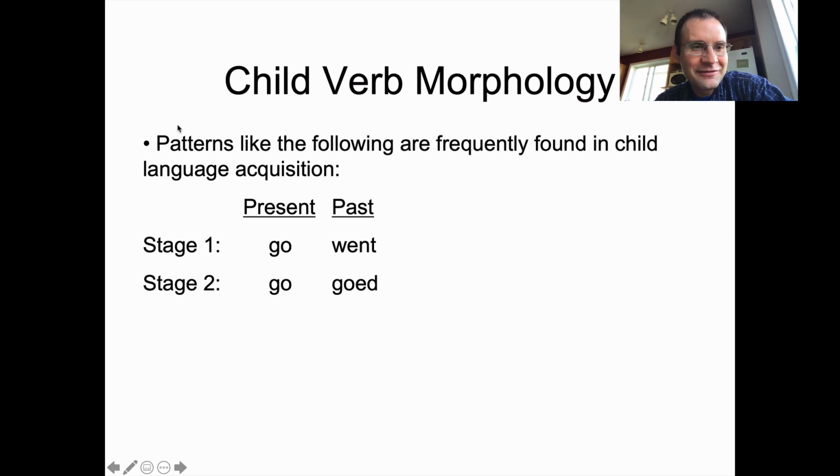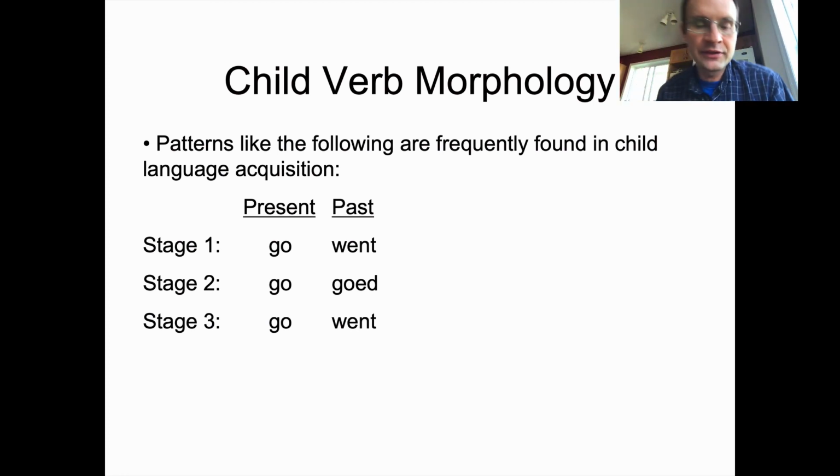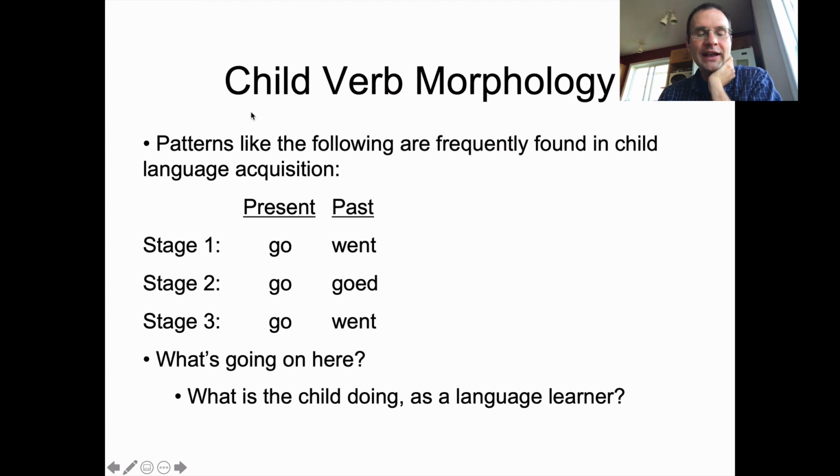So that's kind of funny, but remarkable. And then at stage 3, the child might go back to where they were at stage 1, where they're getting the past tense the way the adults say it, and they say, I go, you went, and so on and so forth. So what do you guys think is going on here? What's the child doing as a language learner? What exactly is happening at stage 2 such that this changes, and then why do they go back? Pause for a second.